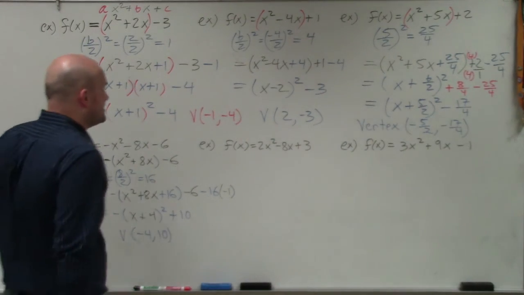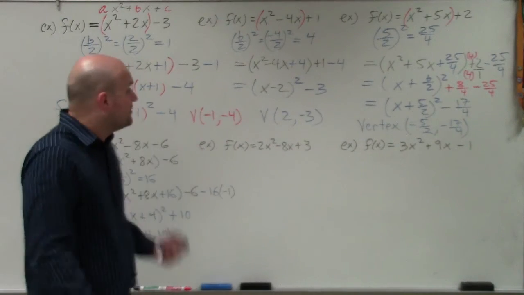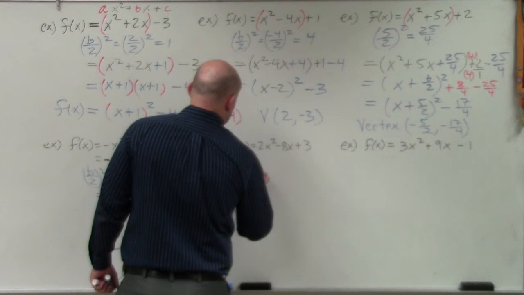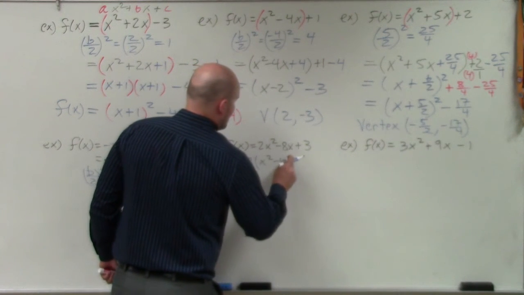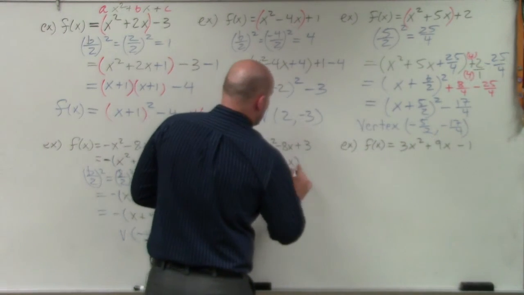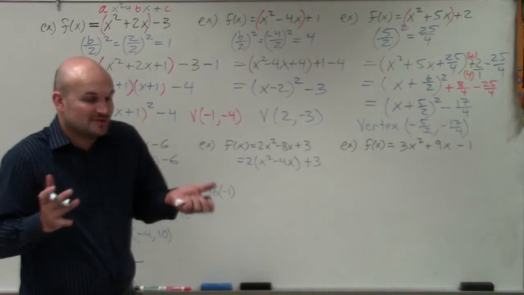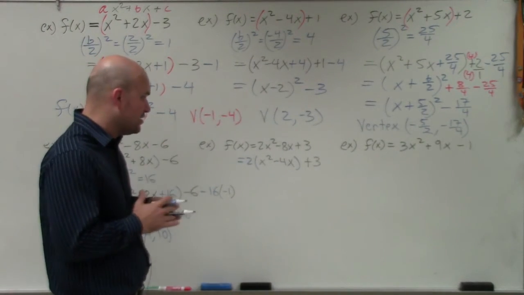Now the next one, we actually have a number in front, right? But we still got to factor that number out. So when I factor this number out here, I am now going to be left with x squared minus 4x. And I'm only going to, again, factor that out of my first two terms, because those are the only two terms that I can care about to create my perfect square trinomial.